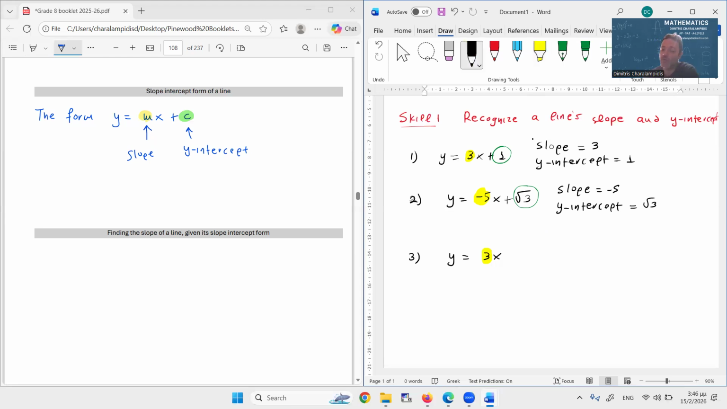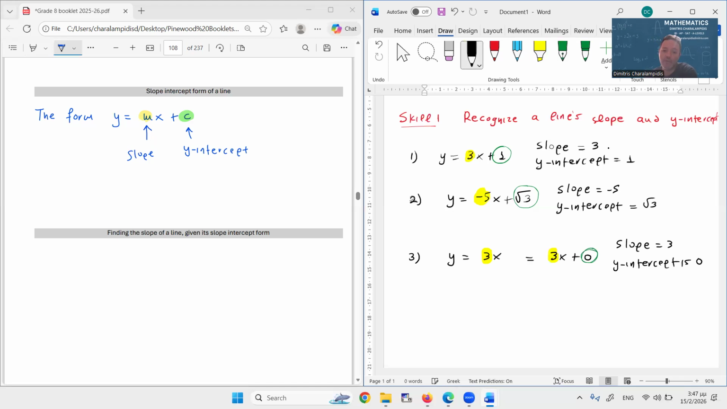Well, you can think that 3x is the same as 3x plus 0. But simply because it was plus 0 and it wouldn't affect anything, we skipped it. But still, this is the slope, and that would be the y-intercept. So in that case, which is a special case, the slope is 3 and the y-intercept is 0.